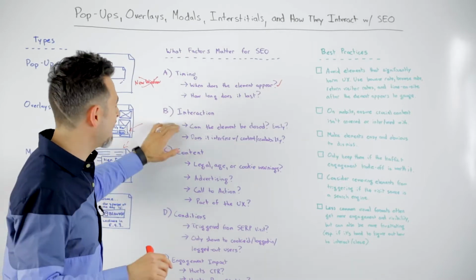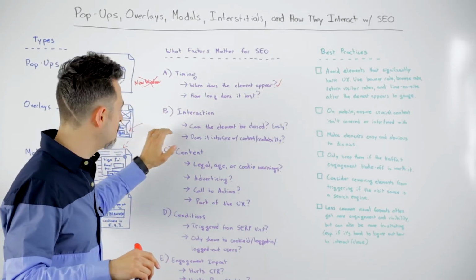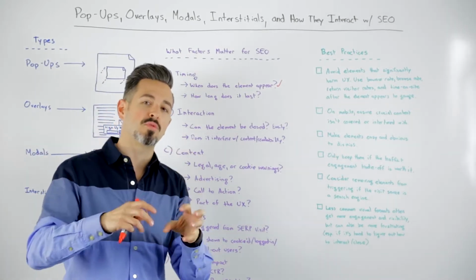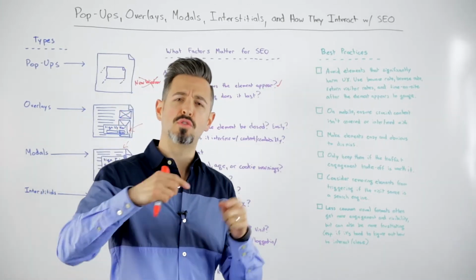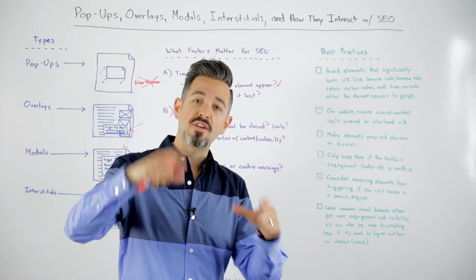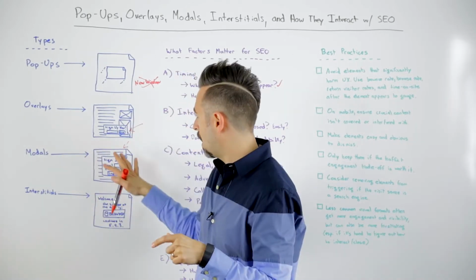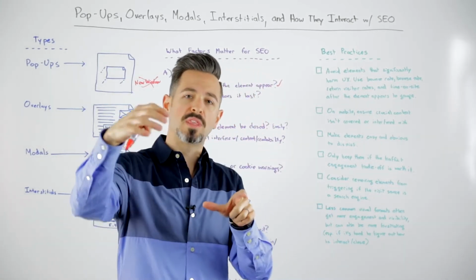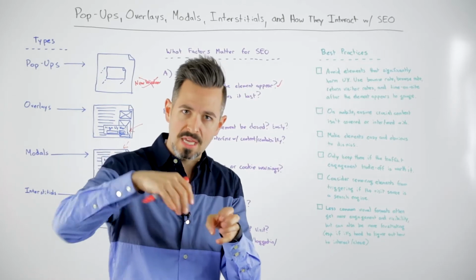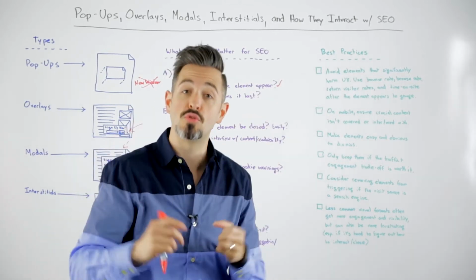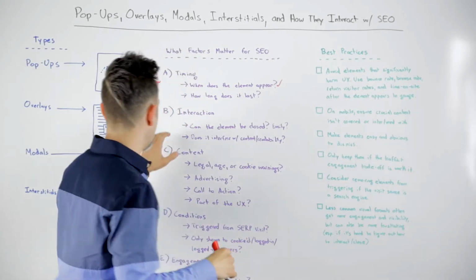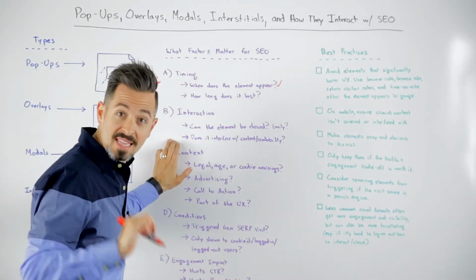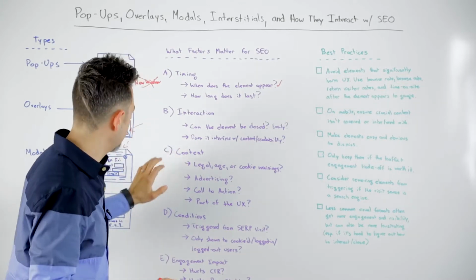Interaction. Can that element easily be closed? And does it interfere with the content or readability? So Google's new mobile guidelines, I think as of just a few months ago, now state that if an overlay or a modal or something interferes with a visitor's ability to read the actual content on the page, Google may penalize those or remove their mobile-friendly tags and remove any mobile-friendly benefit. That's obviously quite concerning for SEO.